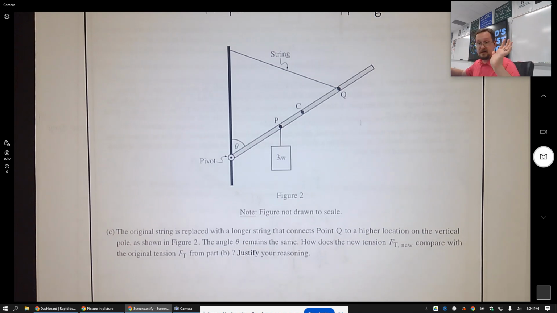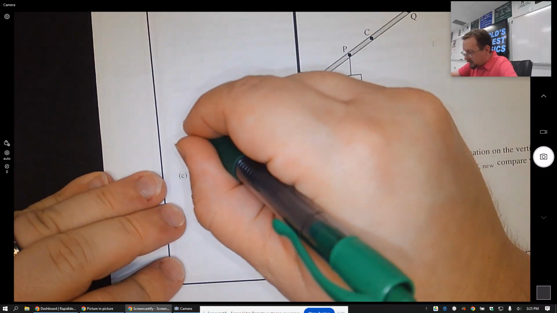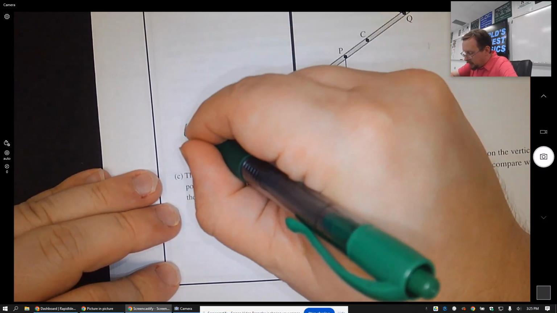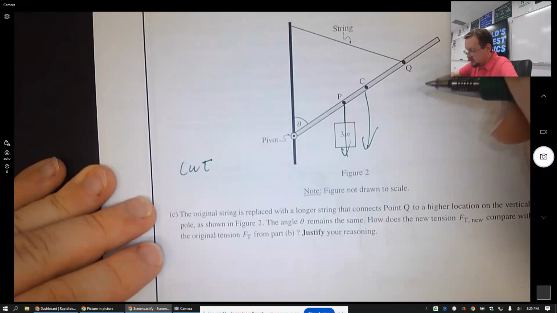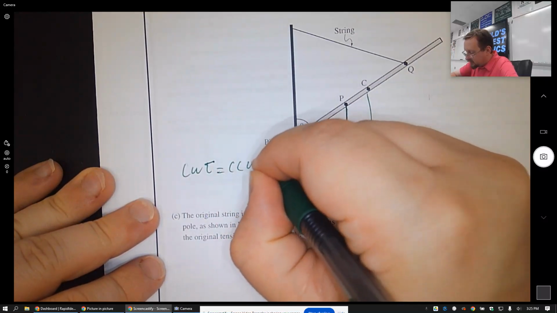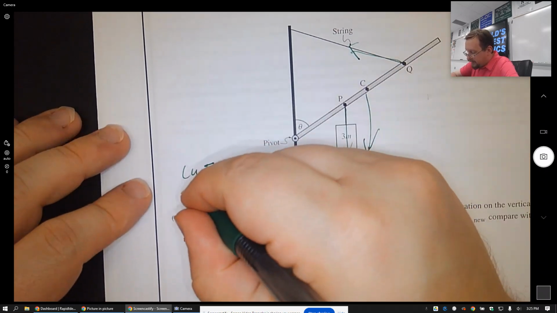Okay, so here's what I'm going to say. What I'm going to say is that the clockwise torques, which are from these two forces, equal a counterclockwise torque, which is from this one. Now, this is the same.